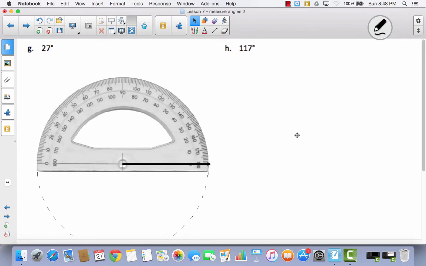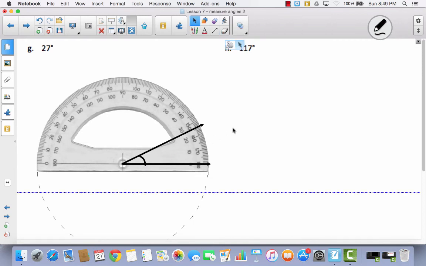So you can see that this is 0, 10, 20, and then this long line is 25, so 26, 27 is going to be just a little bit more than 27. And then you're going to use your straight edge and connect from the vertex to the line, and then draw your arc. And yours should be very similar to mine. Now, if yours ended up being a big obtuse angle, you know what you did. That means that you used the wrong 27. But 27 degrees should be an acute angle, so it should be very close to looking like mine.